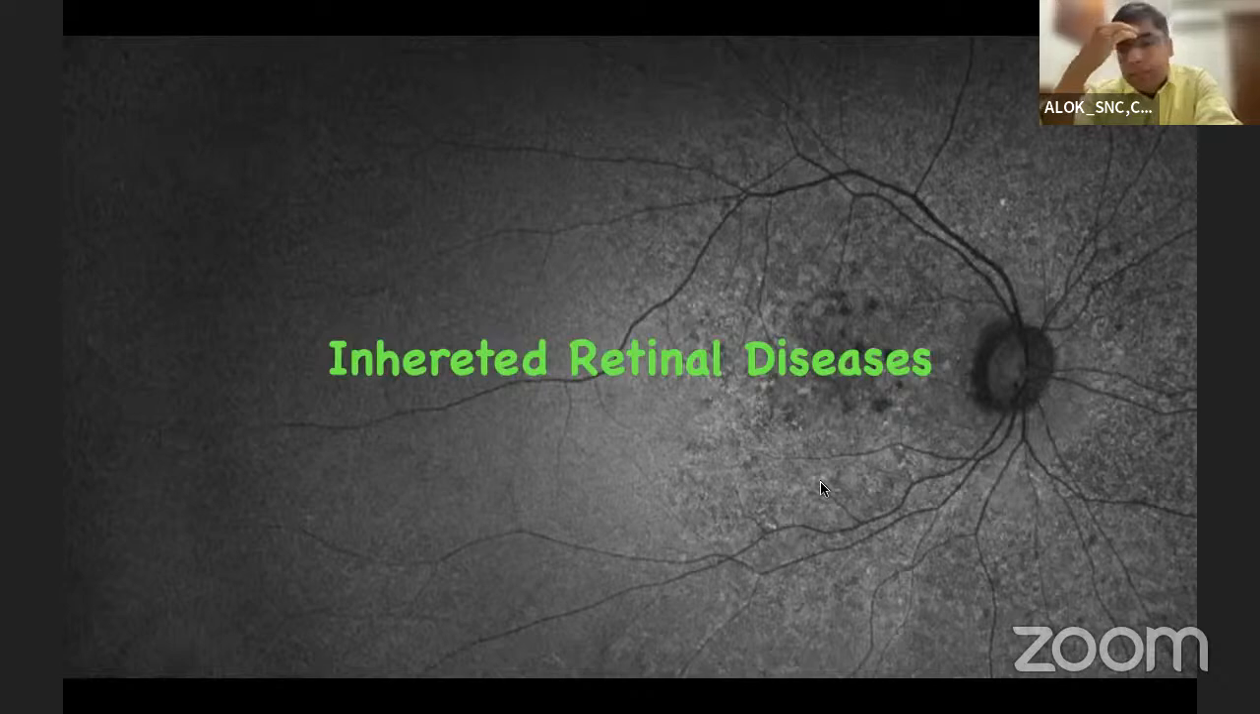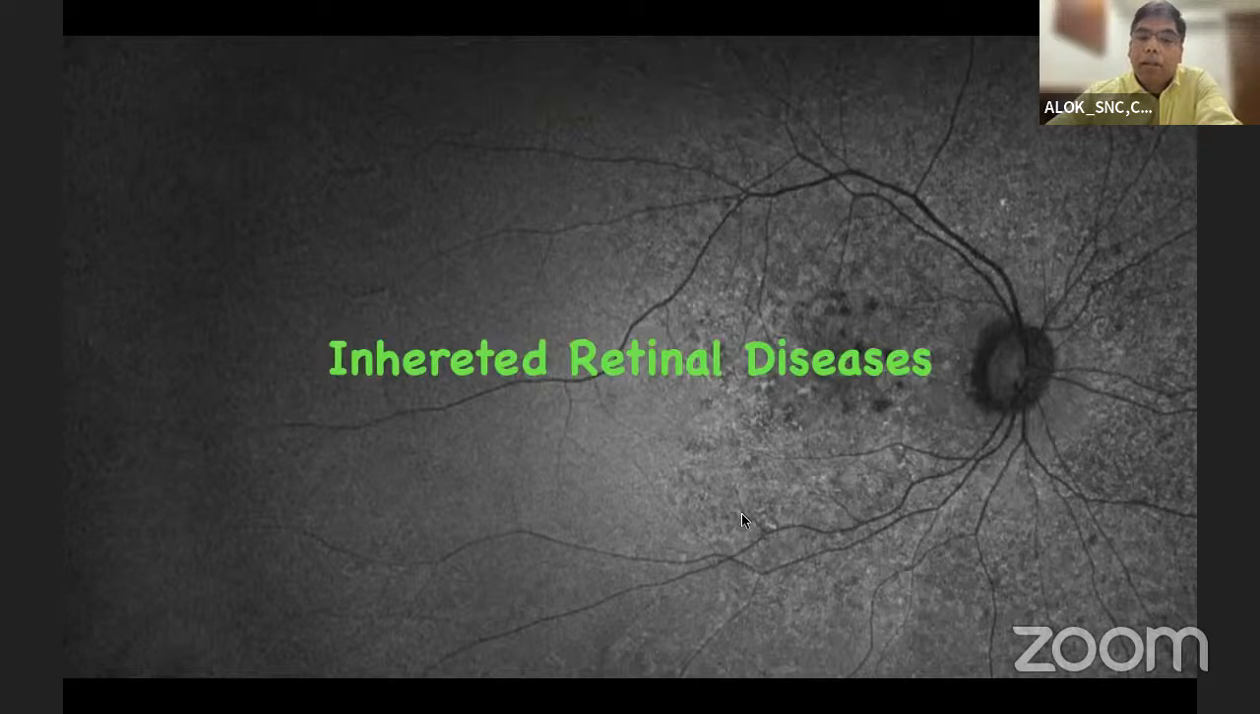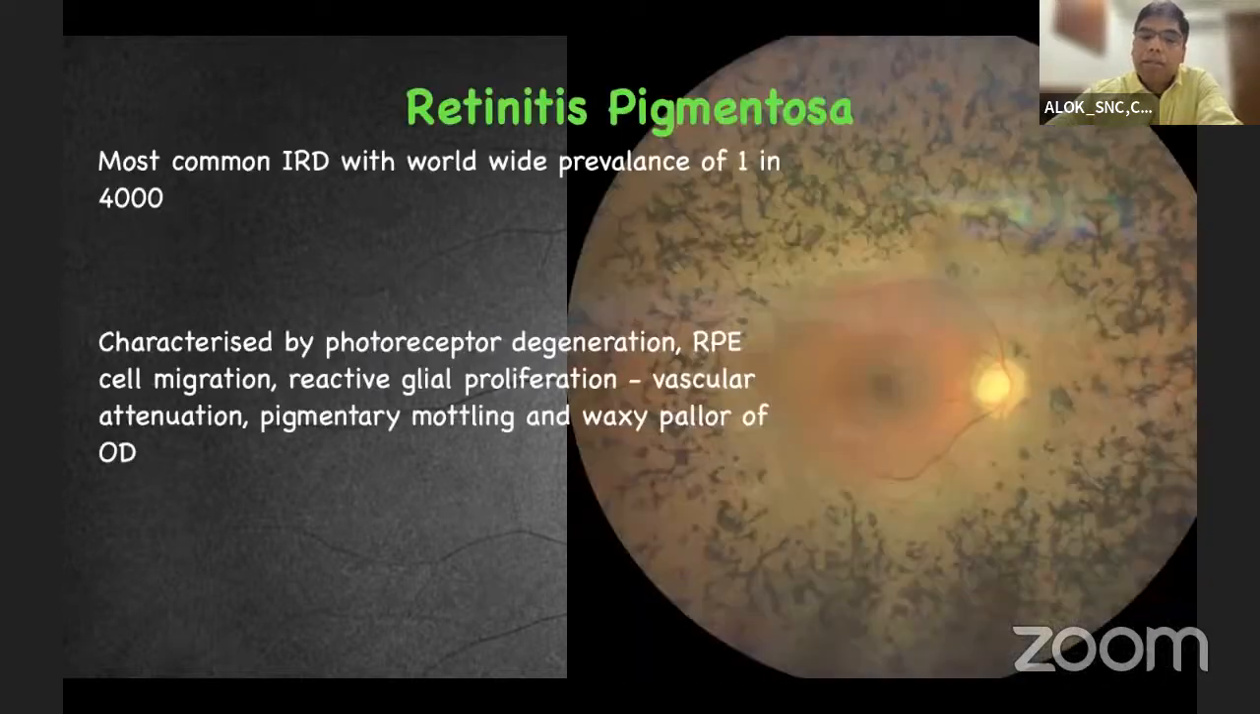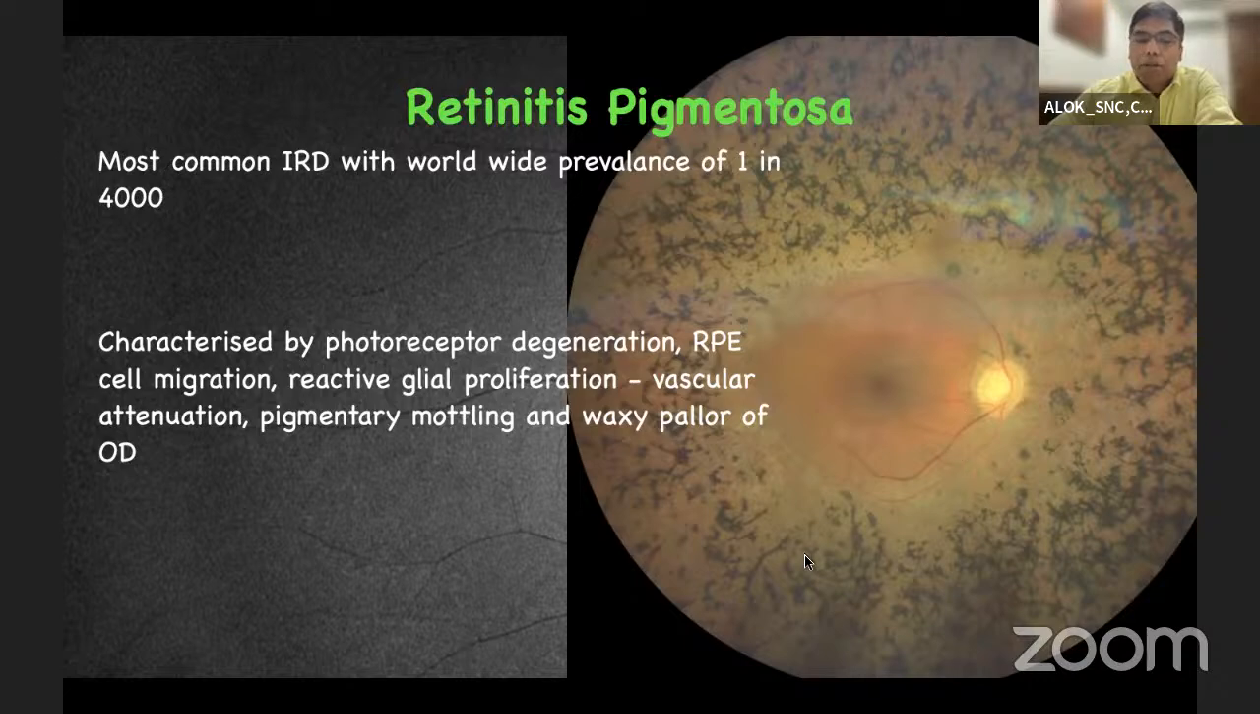Now, other diseases in which fundus autofluorescence is generally used are inherited retinal diseases, and the most common of which is retinitis pigmentosa. And you all know that it is characterized by photoreceptor degeneration, RPE cell migration in the form of bony spicules, vascular attenuation, and vascular pallor of the optic disc.